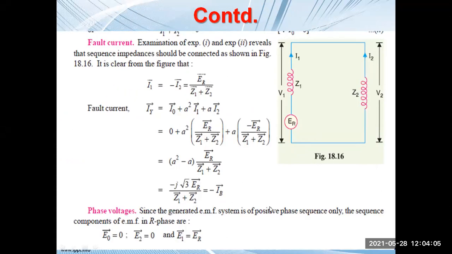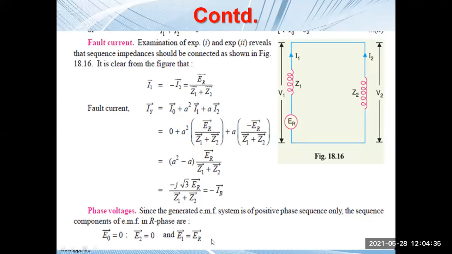Now let us come to the voltages. So this is the current. We have just now calculated the current. Now we will concentrate on the phase voltages. Phase voltages means what will be the voltage VR, Vy, and Vb. Now you see here, while we are going to calculate the phase voltages, since the generated EMF system is positive phase sequence only, the sequence components of EMF in R phase are E0 equal to 0, E2 equal to 0, and E1 equal to ER.